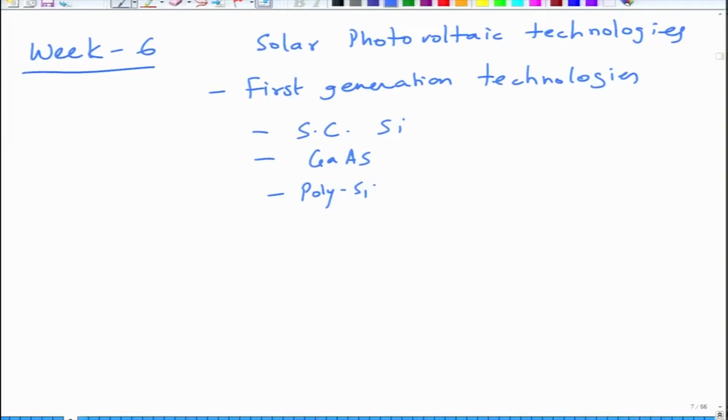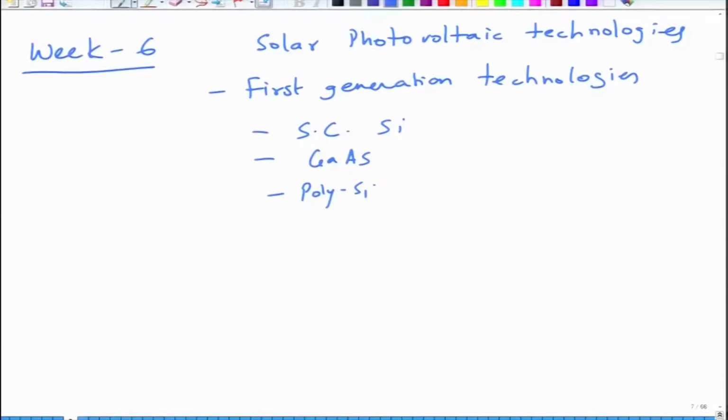And we'll talk about technologies in general. We'll talk about what the current numbers are, what current issues are, what kind of materials are used, how materials are fabricated. Those issues we'll talk about in this week. Then similar issues we will talk about in week 7 about second generation technologies.